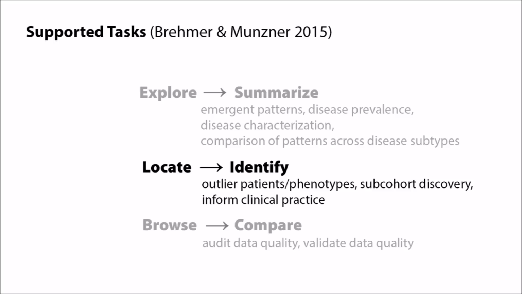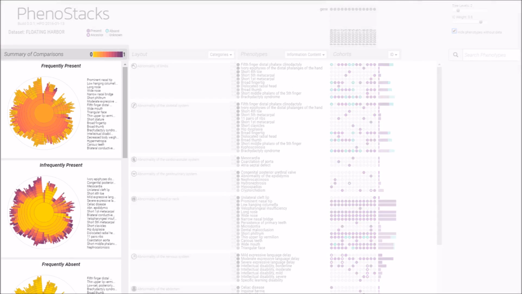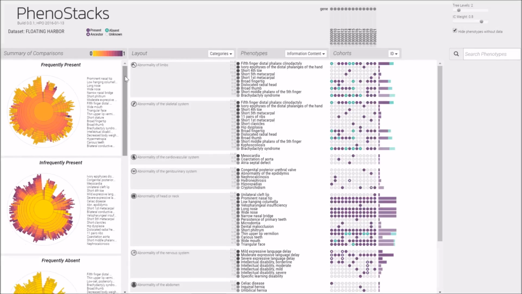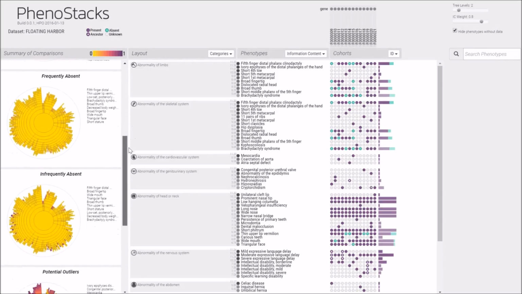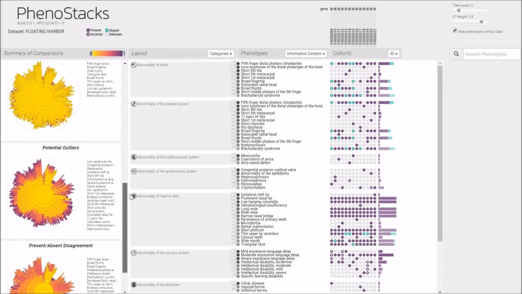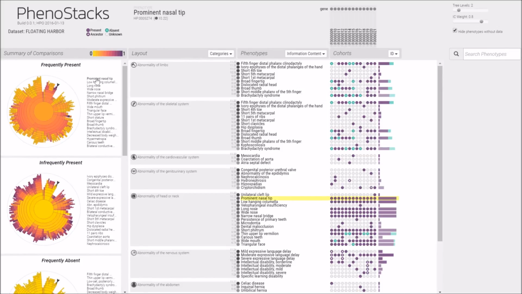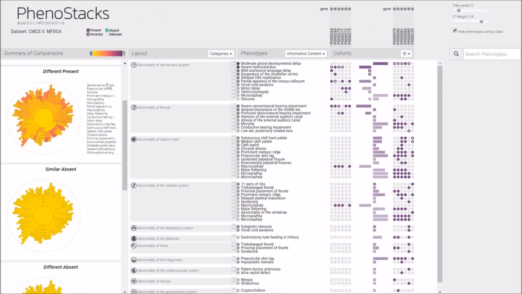Locate, identify. The Summary panel displays metrics of phenotype observations within a cohort and between cohorts, using space-filling radial hierarchy charts. This enables geneticists to answer questions such as, what are the most common phenotypes in this cohort? Or, which phenotypes are different between these two cohorts?